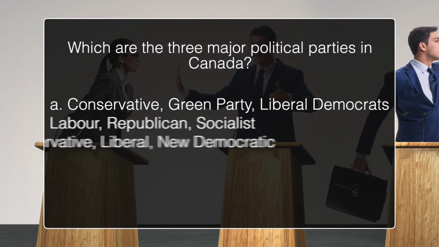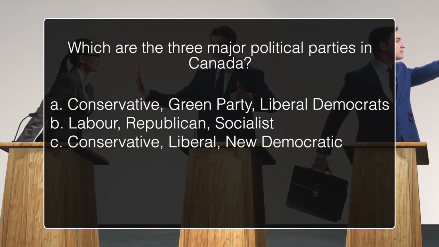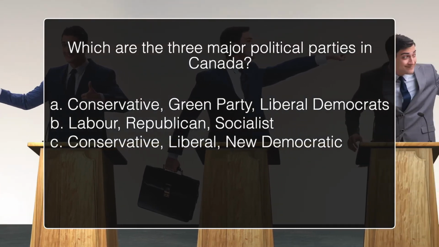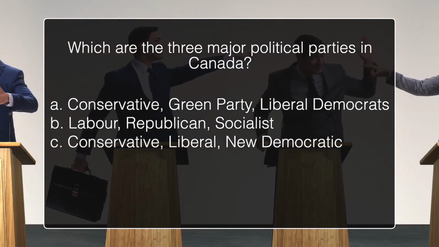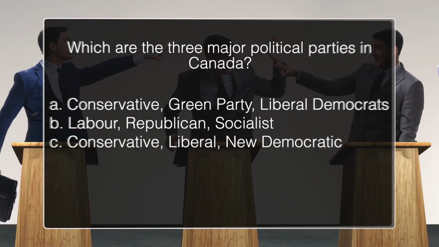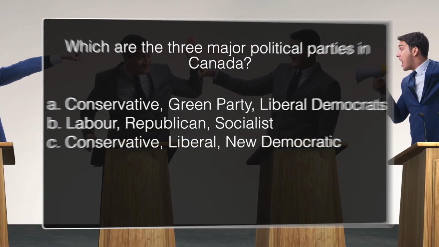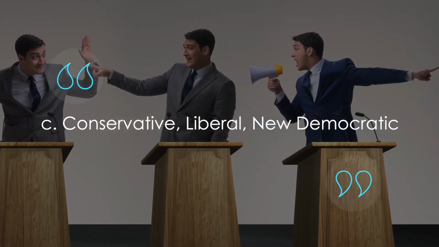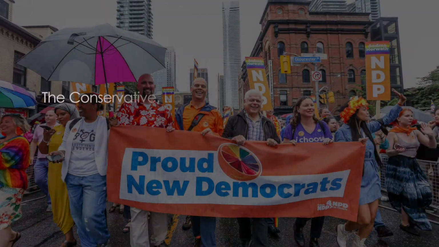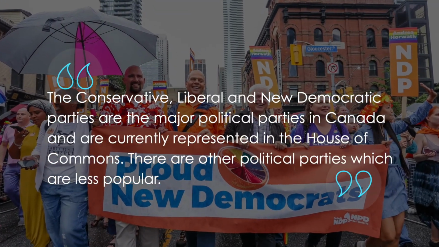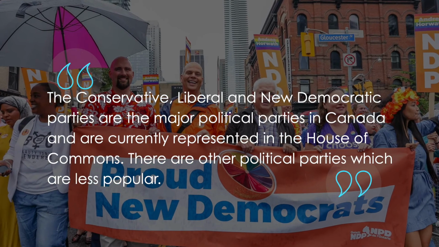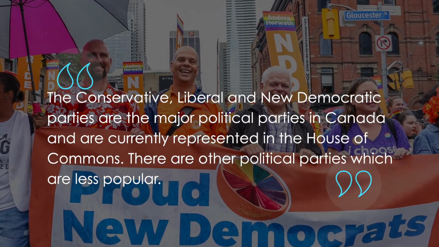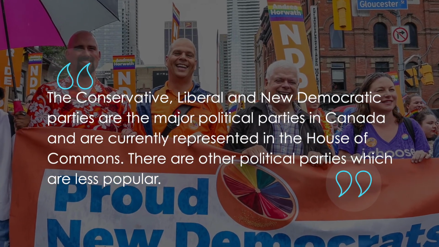Which are the 3 major political parties in Canada? Conservative, Green Party, Liberal Democrats, Labour, Republican, Socialists, Conservative, Liberal, New Democratic. The answer is Conservative, Liberal, New Democratic. The Conservative, Liberal and New Democratic parties are the major political parties in Canada and are currently represented in the House of Commons. There are other political parties which are less popular.